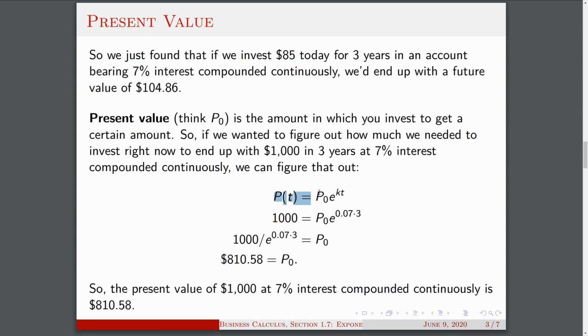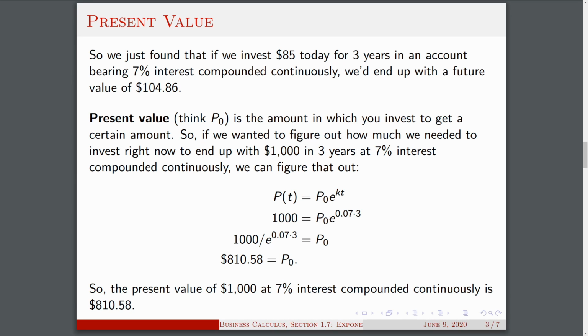So first of all, I write my formula. I always do that. I like to do that. I know that I'm investing in an account that's bearing continuous interest, so I'm going to have the e form of my formula. And I know the amount that I'd like to end up with, $1,000. And I know the interest rate, and I know the length of time that I'm going to invest it. So I've just entered in everything that I knew, and what I get is an equation with only one variable, and I can solve for that.